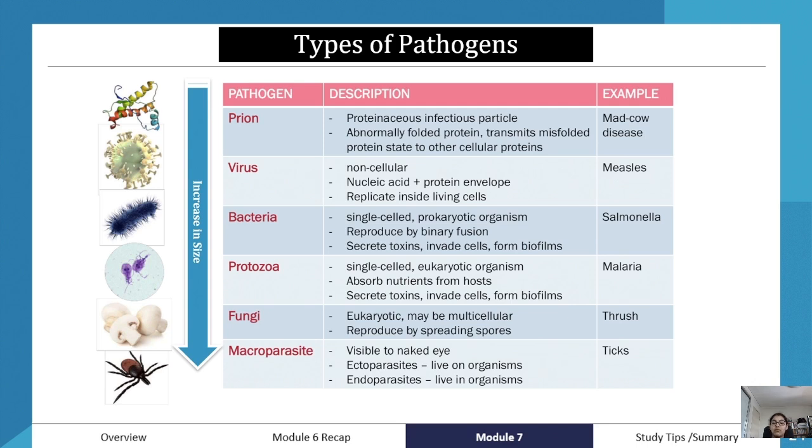And finally, we've got macroparasites, which are visible to the naked eye, and they can include ectoparasites, those that live on the organism, and also endoparasites that live within the organism. So things like ticks and tapeworms are an example of that.